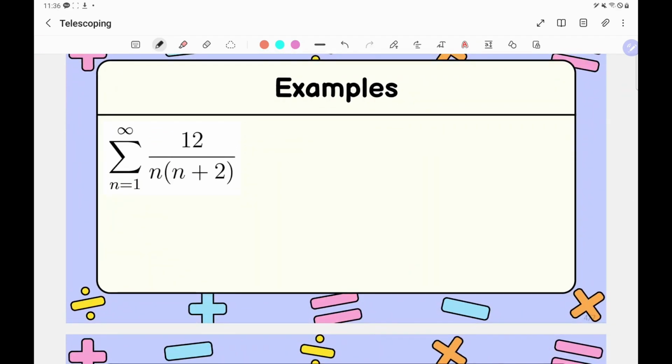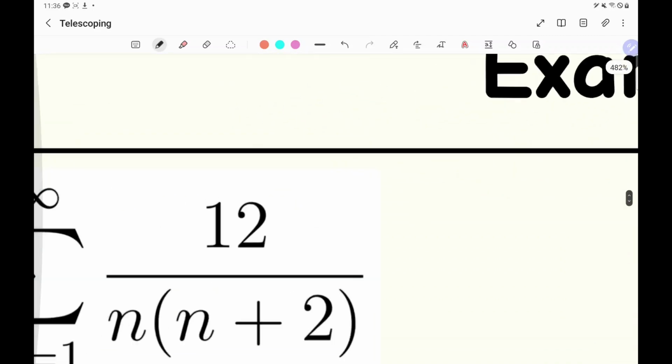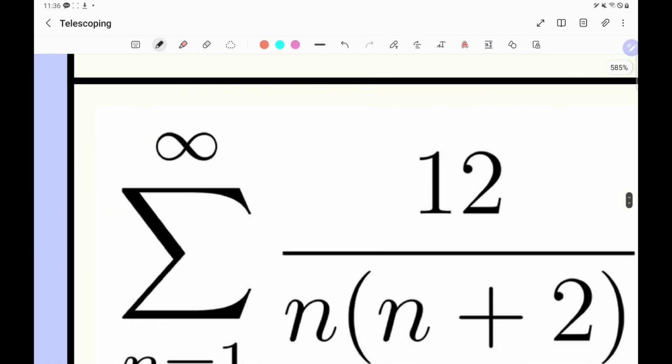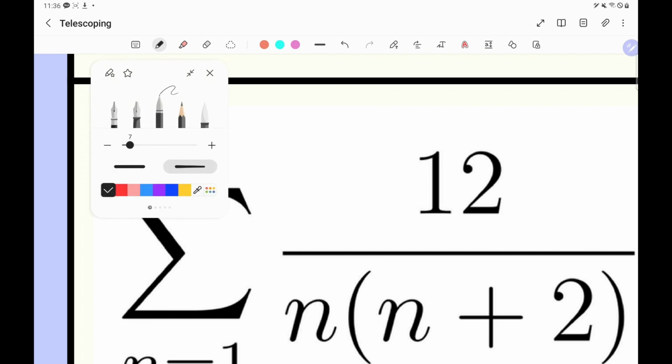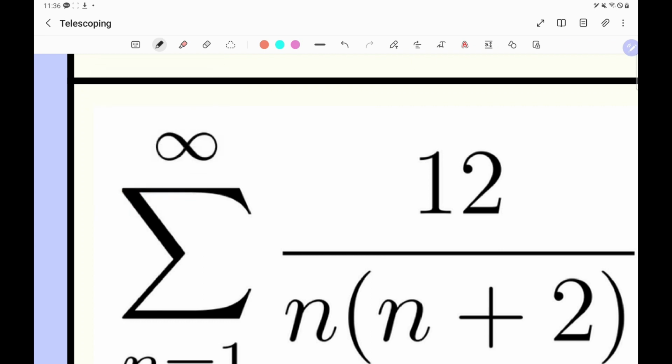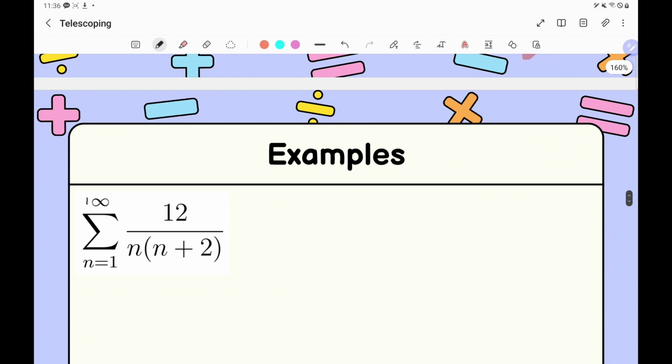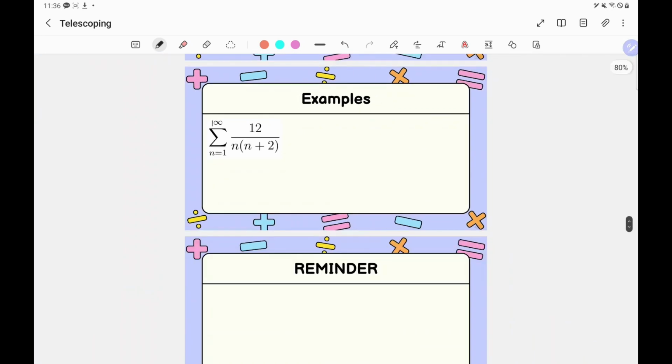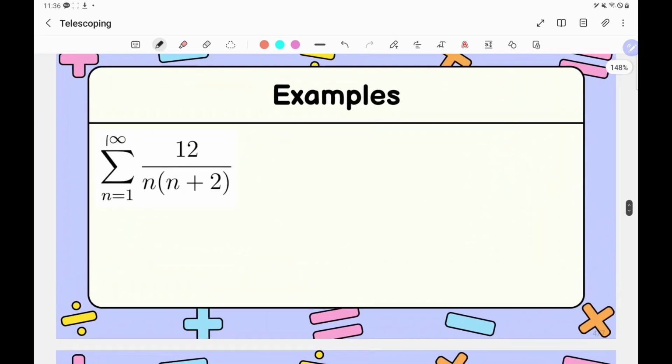Sigma n equals 1 to infinity, but let's change the infinity. I just made the PDF, but let's just change it to 100. I don't care about the question because I made the question, you don't need to care about it. So we just change it to 100. Okay, so you know this is 100, right? This is not infinity.